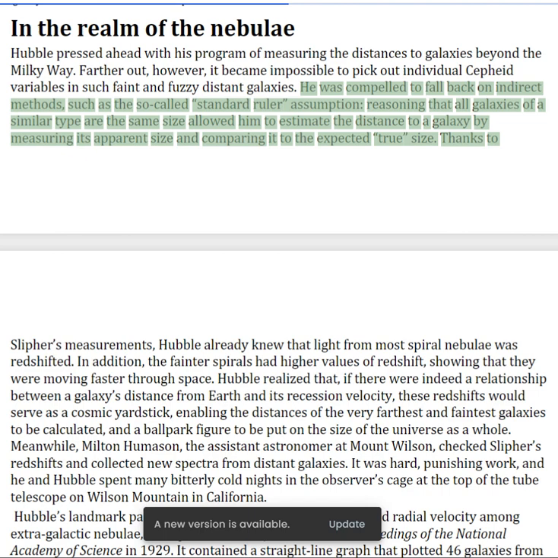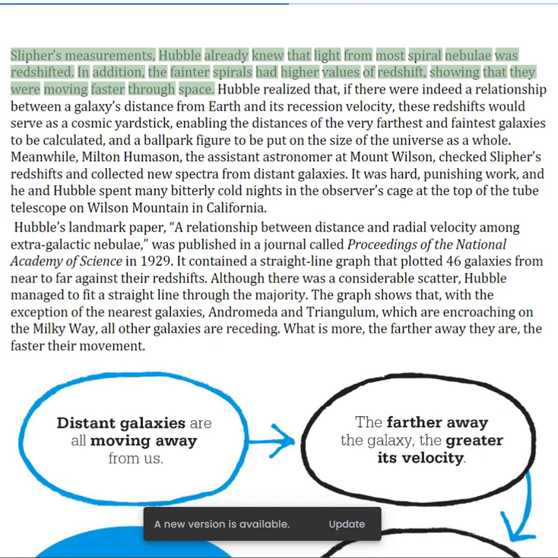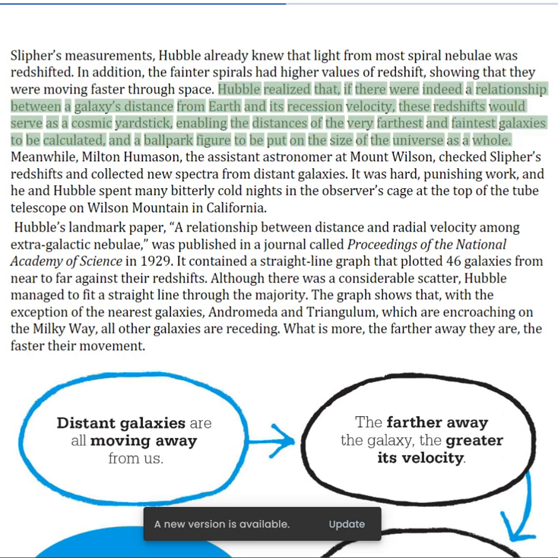Thanks to Slipher's measurements, Hubble already knew that light from most spiral nebulae was redshifted. In addition, the fainter spirals had higher values of redshift, showing that they were moving faster through space. Hubble realized that, if there were indeed a relationship between a galaxy's distance from Earth and its recession velocity, these redshifts would serve as a cosmic yardstick, enabling the distances of the very farthest and faintest galaxies to be calculated, and a ballpark figure to be put on the size of the universe as a whole.